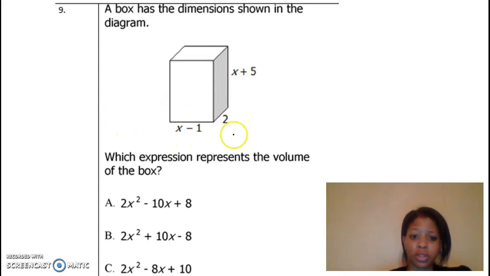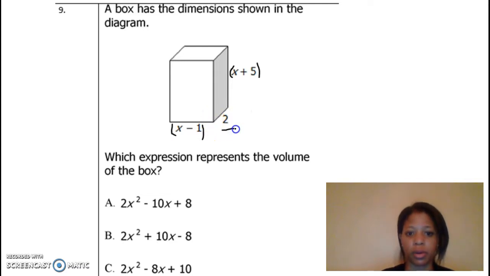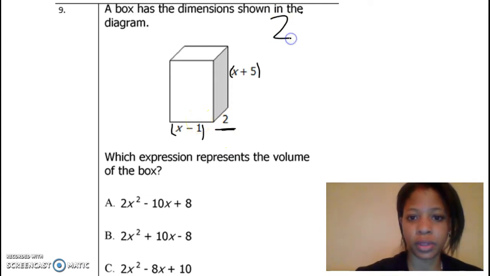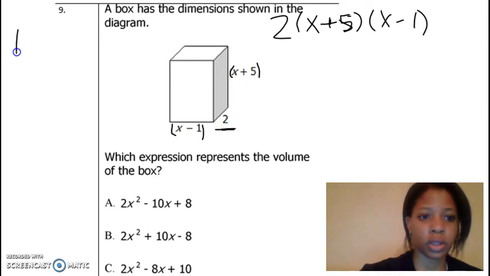So for volume, we're just multiplying base times width times height. So I need to multiply all three of these things together. Okay, so I'm going to use parentheses to separate them, and I'm just going to put them all together as multiplication. I'm going to put my coefficient up front. So this would end up being my a value. Okay, so it's going to go up front, and then times x plus 5 times x minus 1. So when we're distributing, just remember, that is sloppy, FOIL, okay?